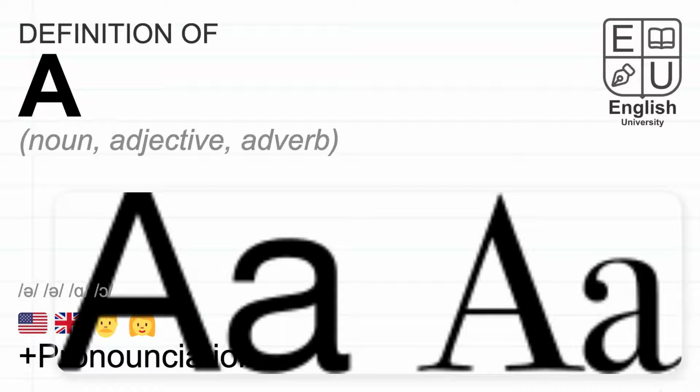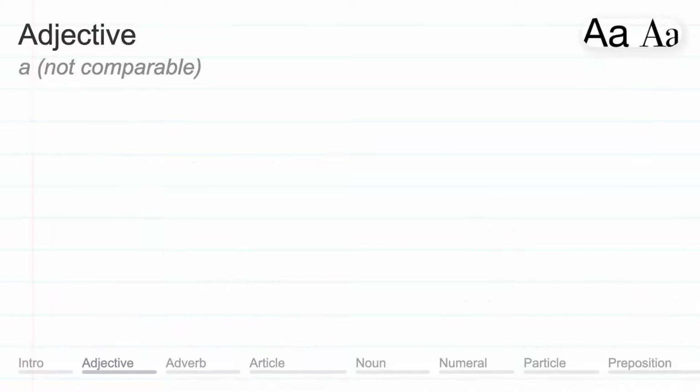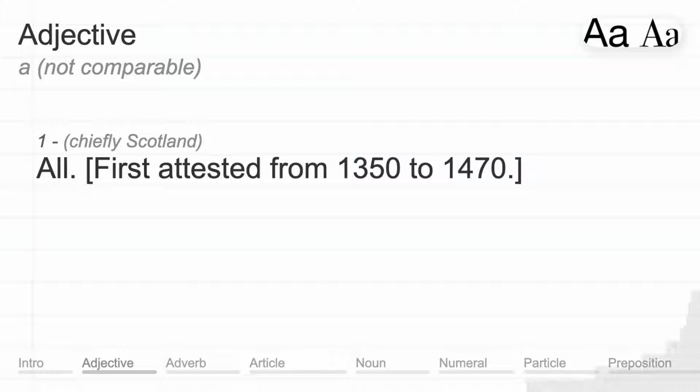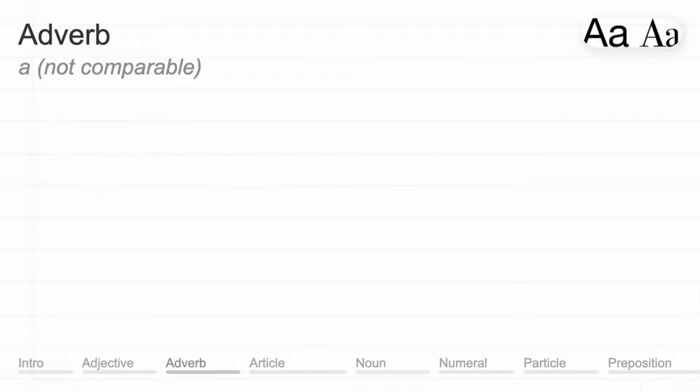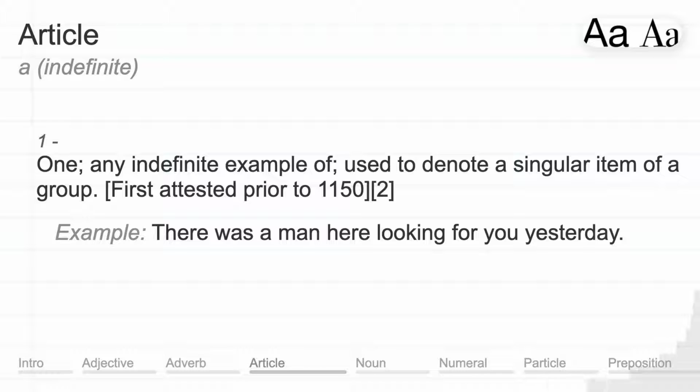Definition of the word "a". Adjective: all. First attested from 1350 to 1470. Adverb: all. First attested from 1350 to 1470. Article. 1. Any indefinite example of. Used to denote a singular item of a group. First attested prior to 1150.